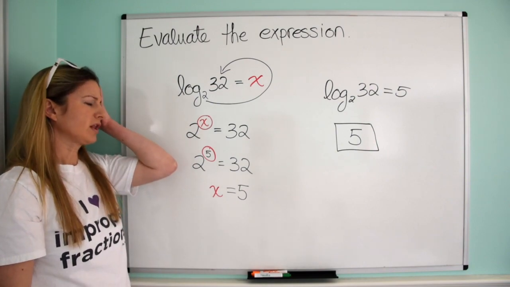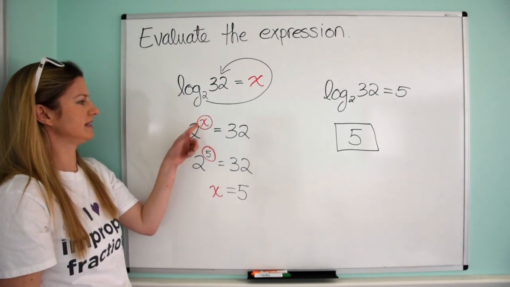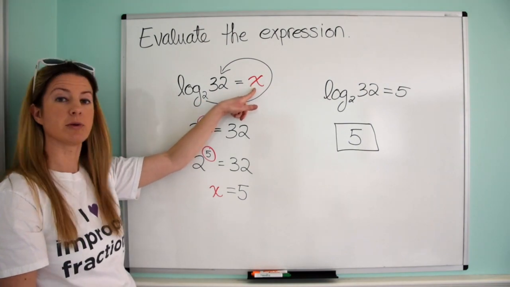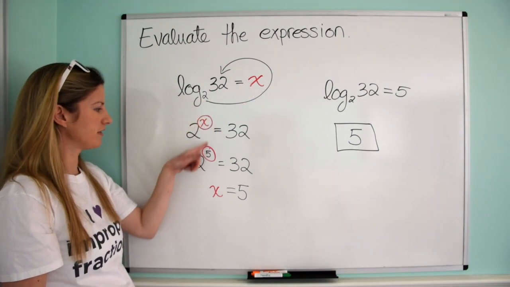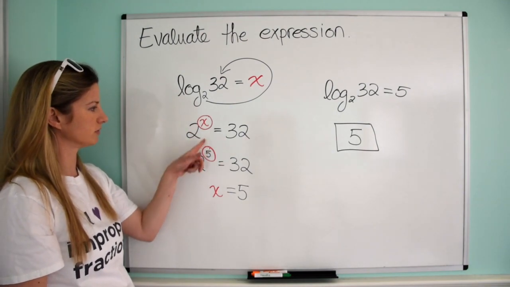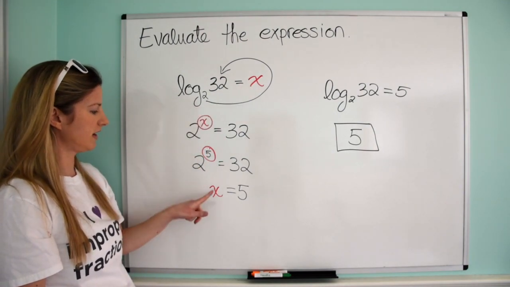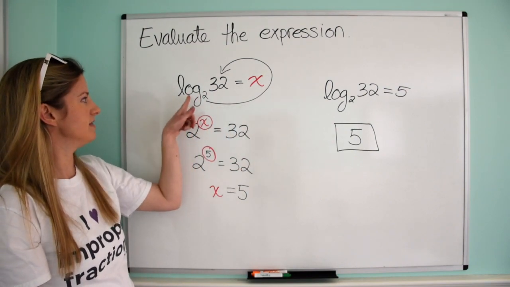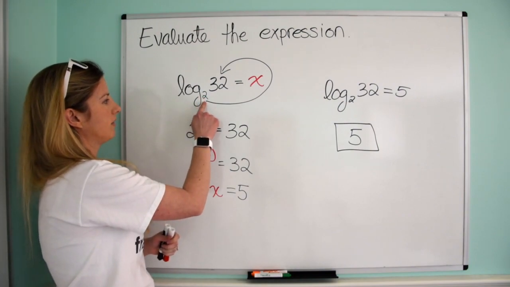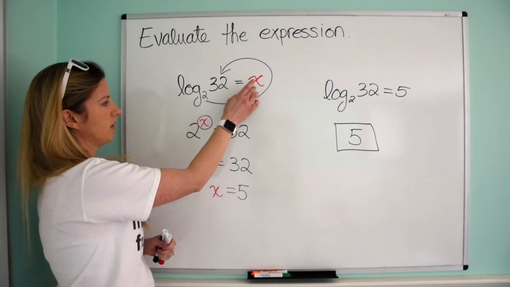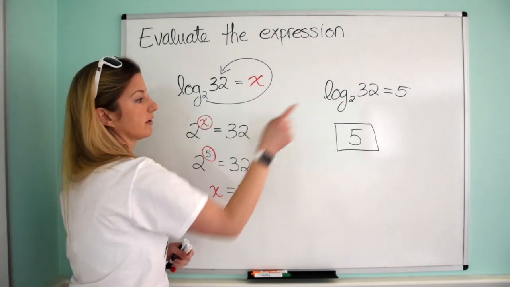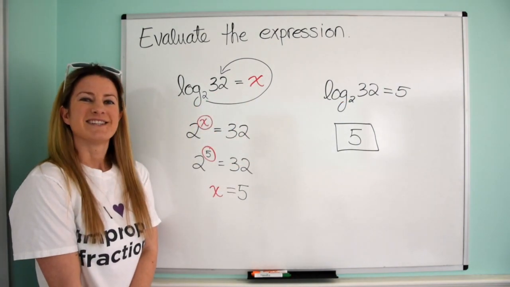But for those of us that have trouble recognizing that, I think it makes sense to put a variable in as a placeholder, solve for that variable, and say 2 to the what equals 32? Well, that's going to be 5, so 2 to the 5 equals 32, so therefore x equals 5, and that's what log base 2 of 32 is. It's 5. What power do I raise 2 to to get 32? And that's 5. So there you go.